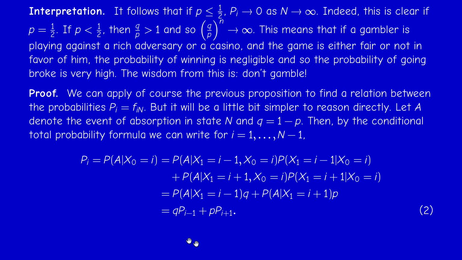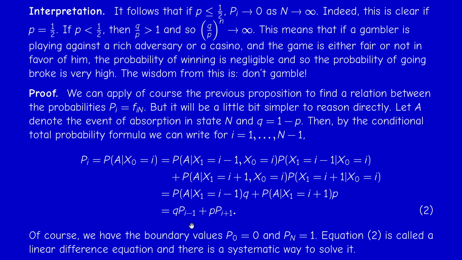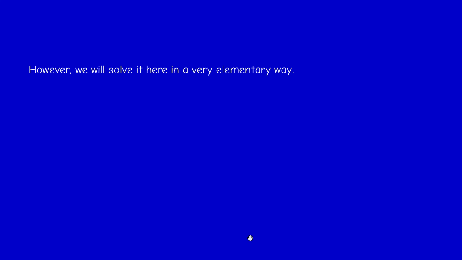Okay, so I get this recurrence relation between P_{i-1} and P_{i+1}. Small q and small p are given. This is what we call a finite difference equation, and of course we need to add the boundary values. So P0 equals 0, because if we start from 0, it is absorbing, so there's no chance of going from 0 to N. And if you start at N, we are done. So we need to solve the system of equations with these boundary conditions, and I will present it here.